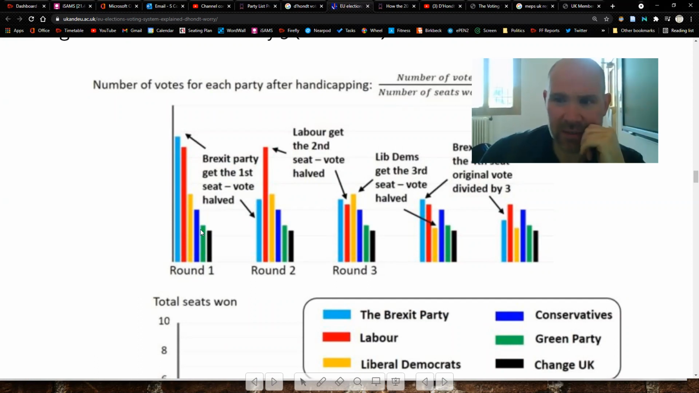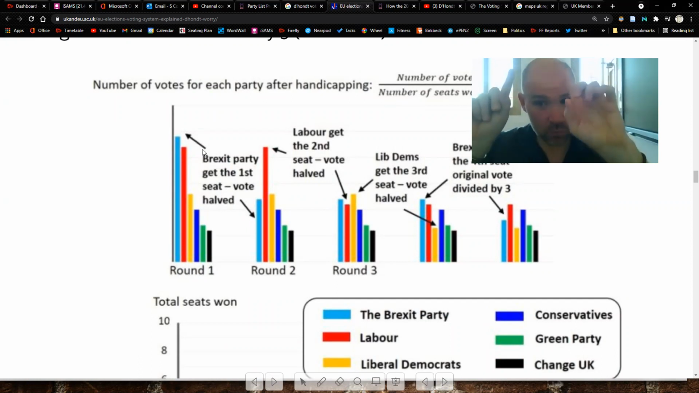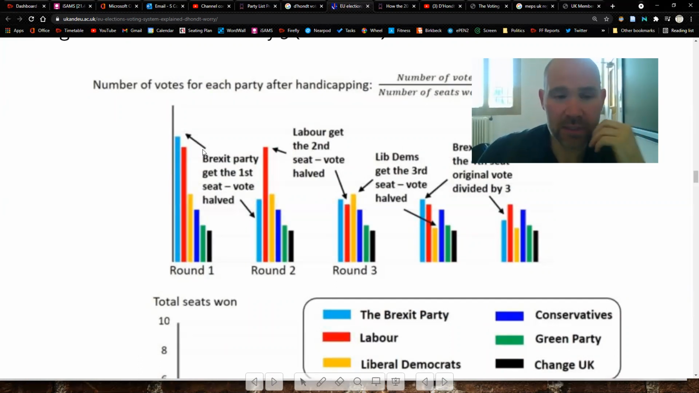Which of course means you get exactly the same number. If you divide 10 by 1, you get 10. So they all remain exactly the same. But the point is 1. And then you look to see who has the most votes, and it's the Brexit Party. So you give them an MEP. So they've now got 1 MEP.